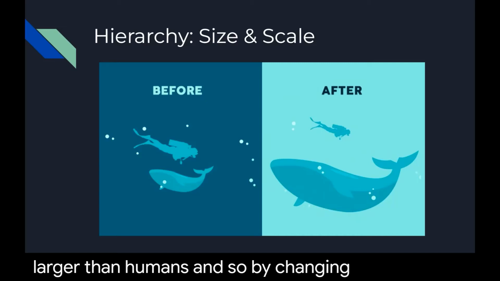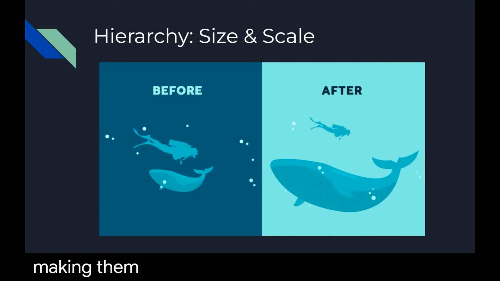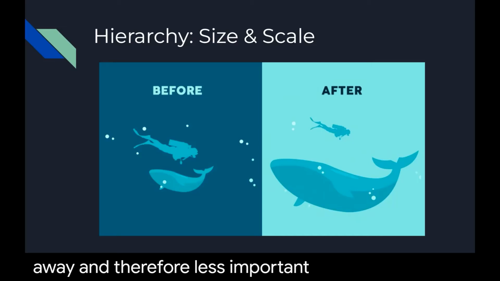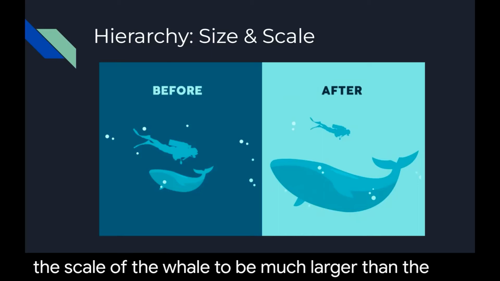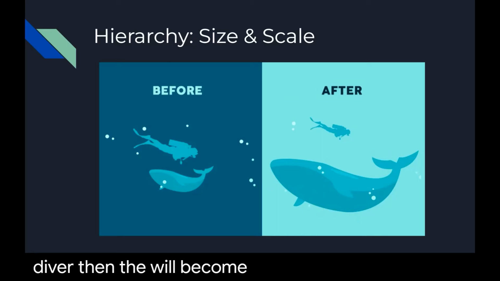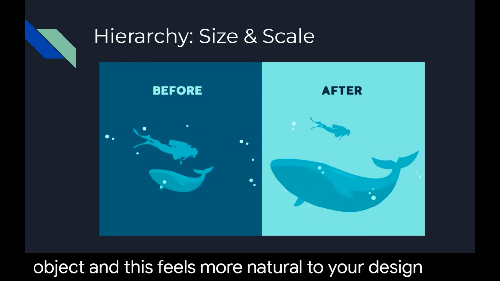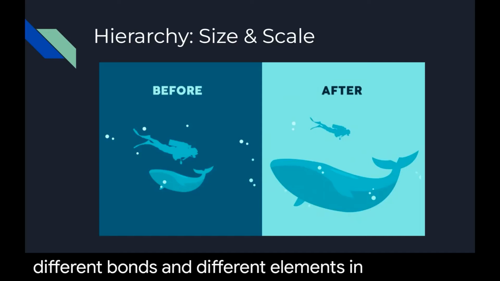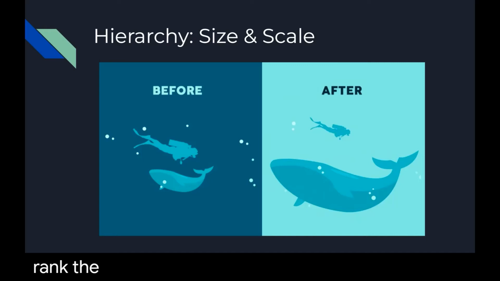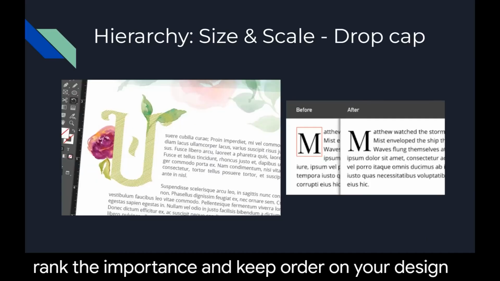And so by changing the size and making them equal, it makes the whale look farther away and therefore less important. When you change the scale of the whale to be much larger than the diver, then the whale becomes the most important object. And this feels more natural to your design because we naturally know that whales are larger than humans. So play around with size and scale of different fonts and different elements in order to rank the importance and keep order on your design.